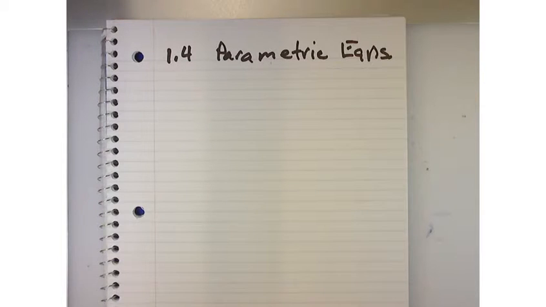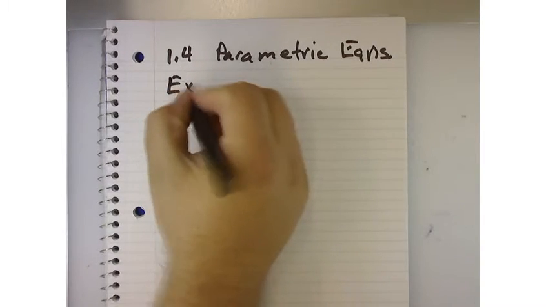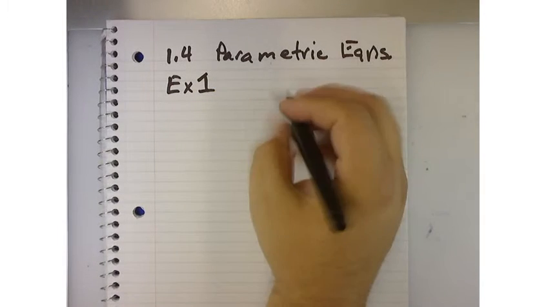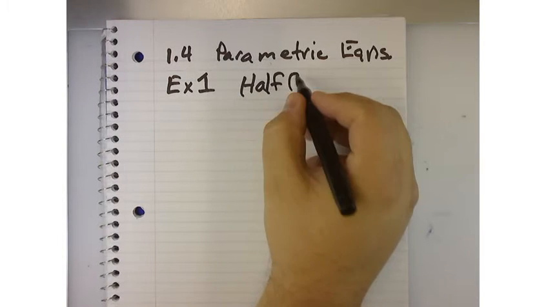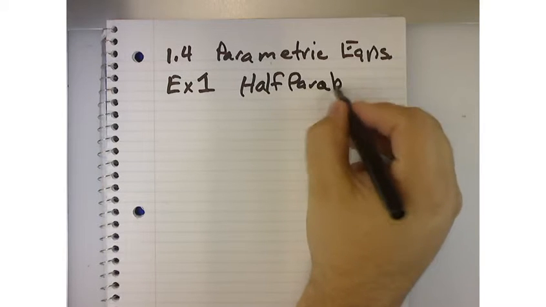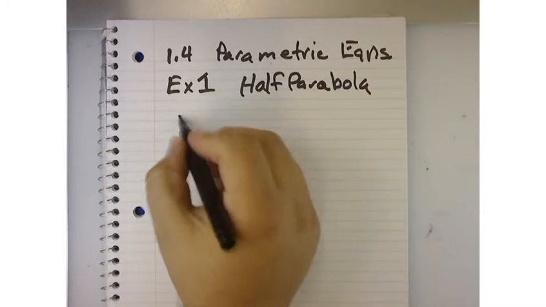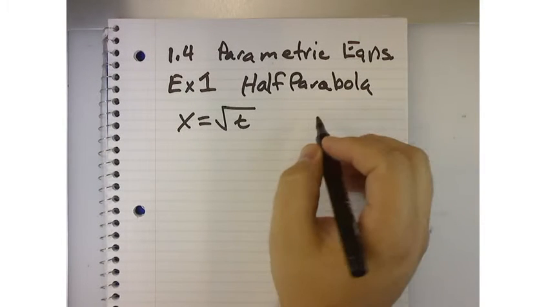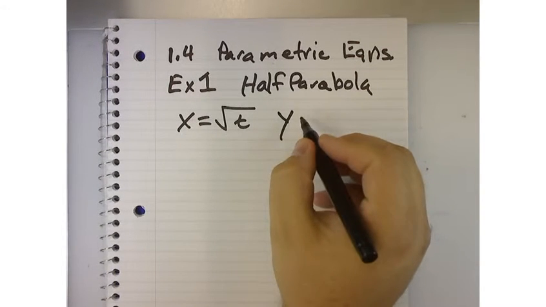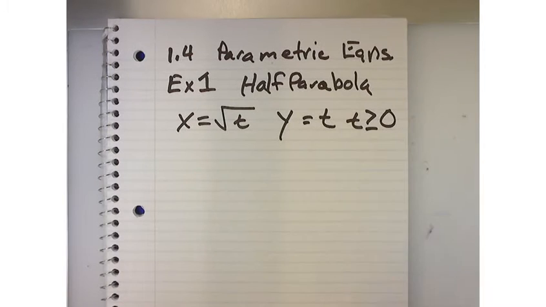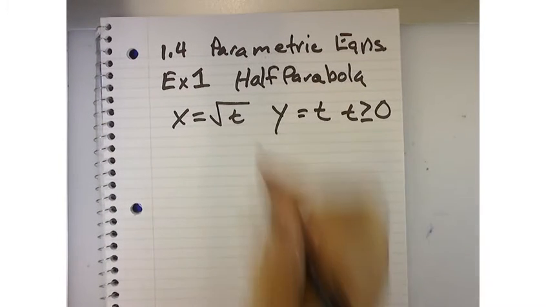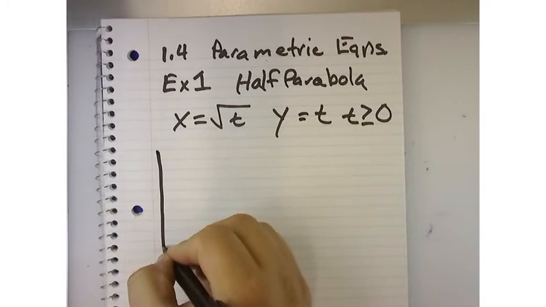So we're used to Cartesian planes and we're used to x and y relationships. Well, in example number 1, we are going to represent a half a parabola. Okay, so we're going to say that x is equal to the square root of t and y is equal to t for any t greater than or equal to 0. And so here the graph is still in the xy plane, but our table of values is different.